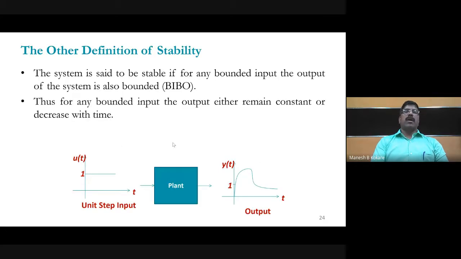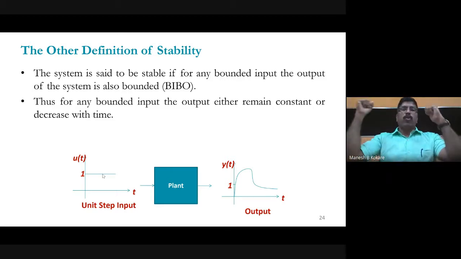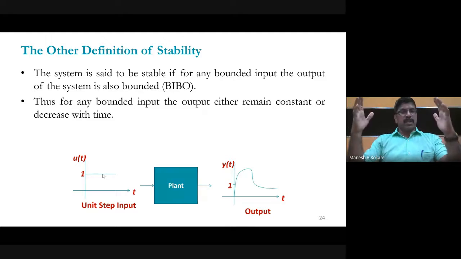And then the other definition. As I told you, we are going to study the concept of stability in detail in our fourth chapter, but just for understanding purpose, the definition of stability is that a system is said to be stable if for a bounded input, meaning a limited input, your output is bounded.